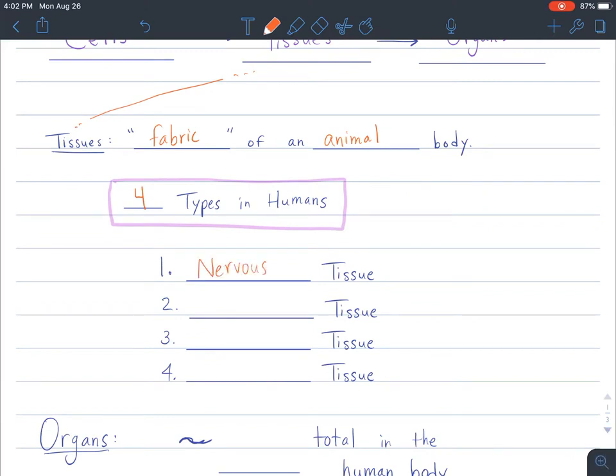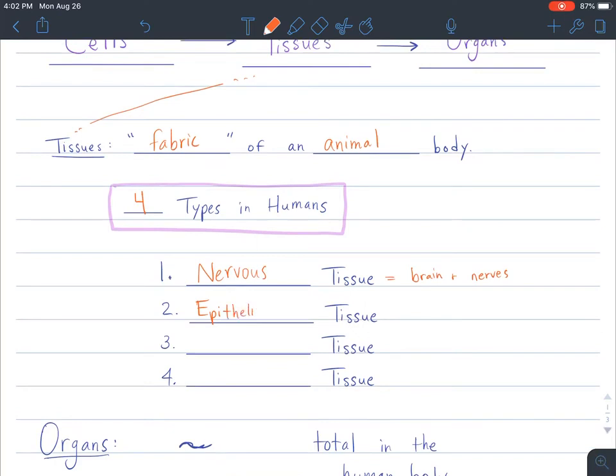Now, this doesn't mean you're nervous to go step in front of a bunch of people, but it means like your nervous system. So this is things like your brain or any of your nerves, like those things that run down your spinal cord. The second type of tissue, this is a fun word here, epi, which means on top of. So epithelial tissue. It's a fancy word to say our skin or our organs, like the inside of our stomach or any hollow organs are going to have some epithelial tissue that makes up their structure.